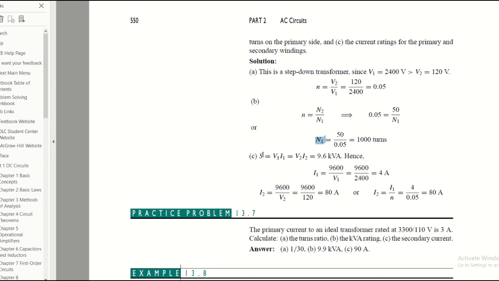we can use the equation for the apparent power, S equal to V1 I1, and S also equal to V2 I2. The question already gives the value of the apparent power, which is 9.6 kVA. So from there, we already know the value of V1 and V2, so we can get the value of I1 and I2 using this equation. Okay.